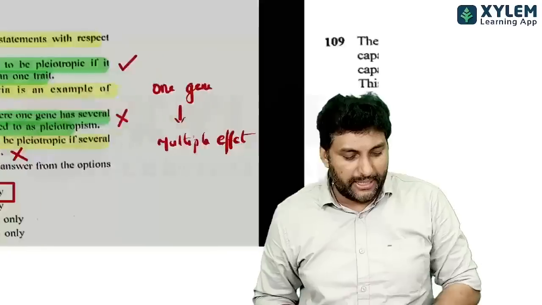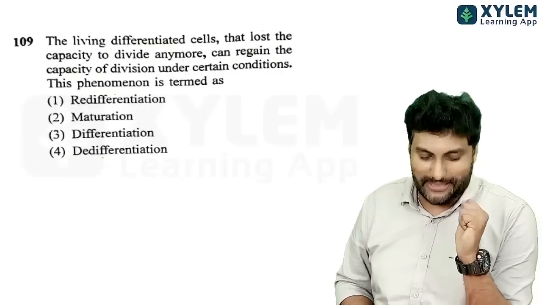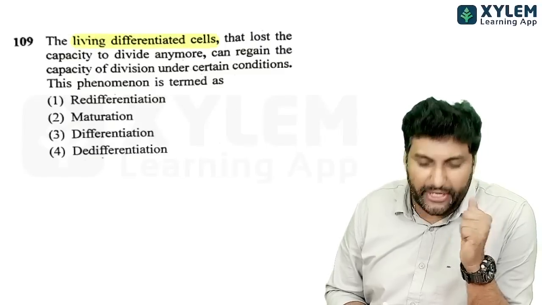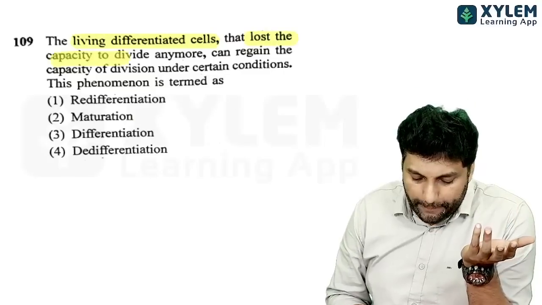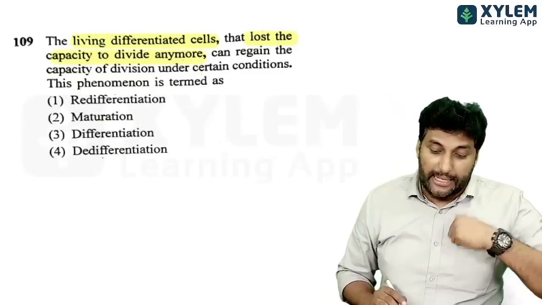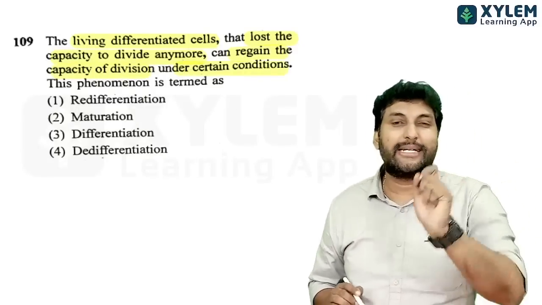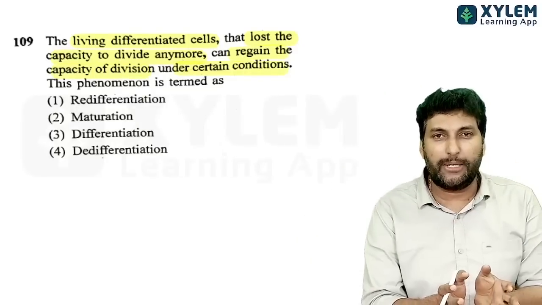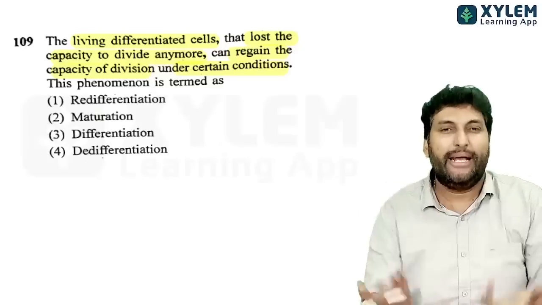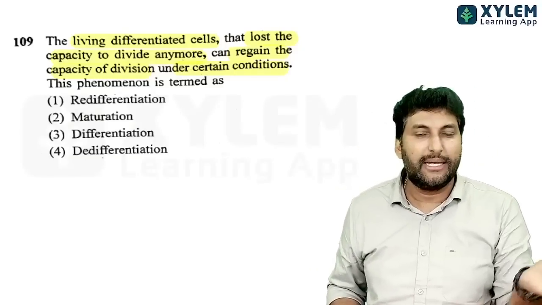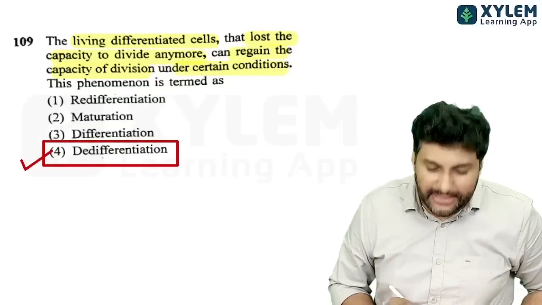Okay, let's move to the next question, 109. The question came from the chapter Plant Growth and Development. The question is like this: the living differentiated cells, that means living cells, undergo differentiation and lose the capacity to divide. And they're telling that they regain the capacity of division under certain conditions. So one cell undergoes differentiation, loses the capacity to divide, and again regains the ability to divide. So differentiated cells regain the capacity. So the right answer goes to D, dedifferentiation.